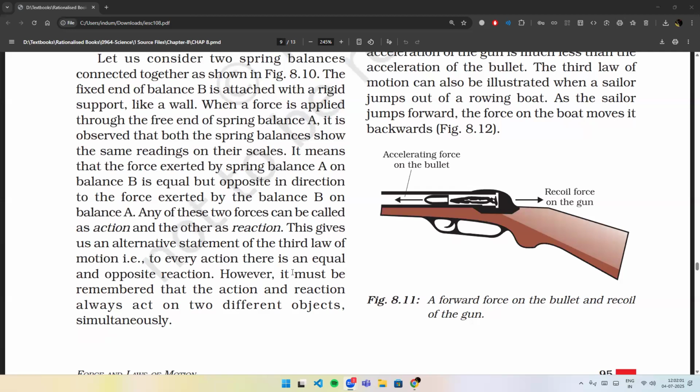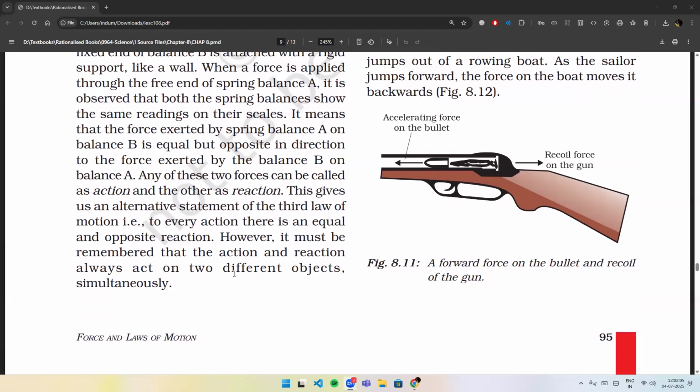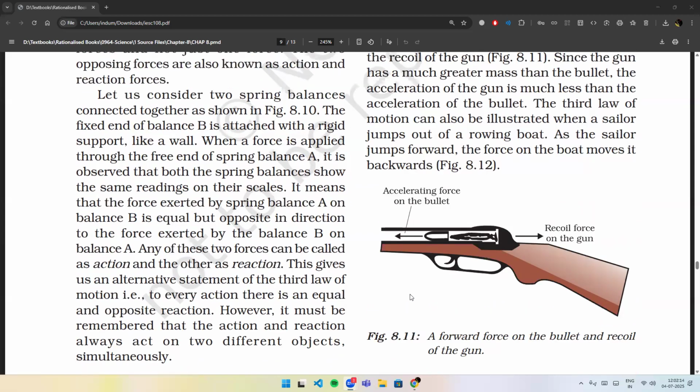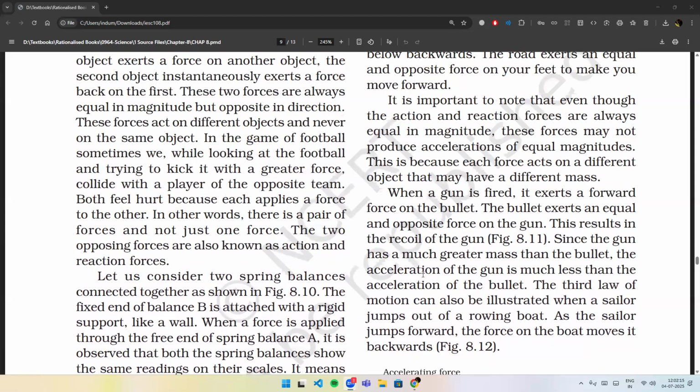This gives us an alternative statement of the third law of motion, that is, to every action there is an equal and opposite reaction. However, it must be remembered that the action and reaction always act on two different bodies or objects simultaneously.